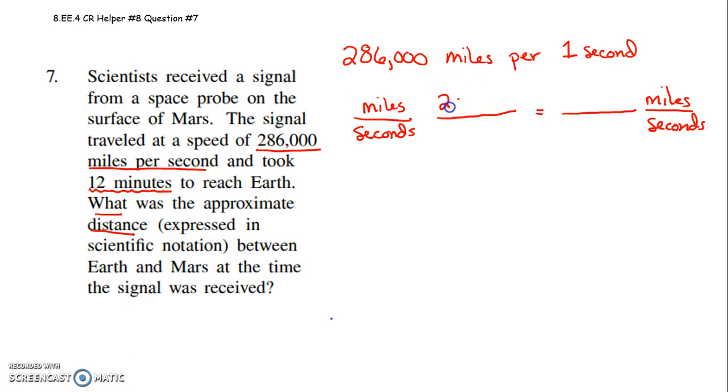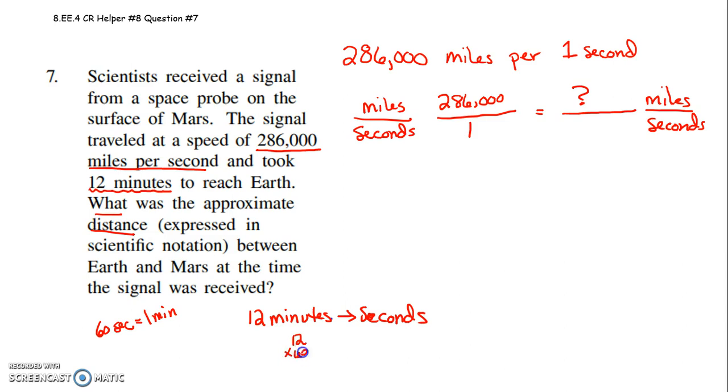Okay, so it's 286,000 miles in 1 second. And the question is, how many miles in how many seconds did we travel? Ooh, we traveled 12 minutes. So the first thing you have to do is convert 12 minutes into seconds. And you know there's 60 seconds in 1 minute, right? So if you do 12 times 60, you'll know how many seconds there are in 12 minutes. And we need that to solve this problem.